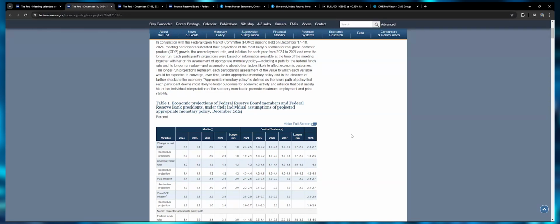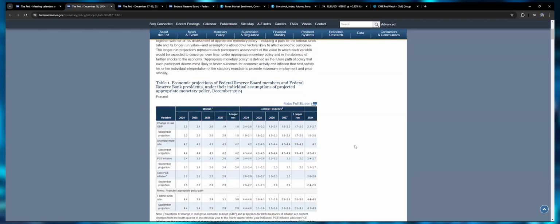But unemployment is projected to be, I wouldn't say stable, but stabilized at 4.2% over the longer run, slightly above the current rates. It pretty much reflects the expectation that the labor market will remain resilient, but not overheated.